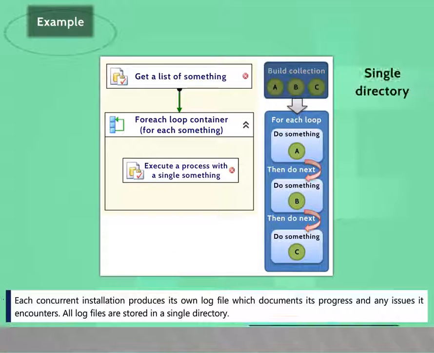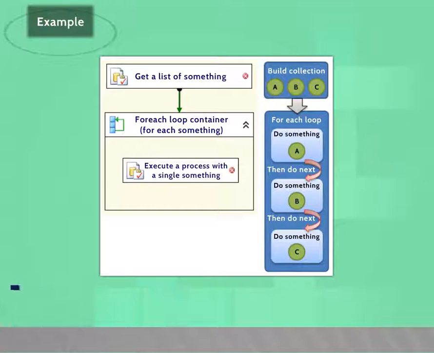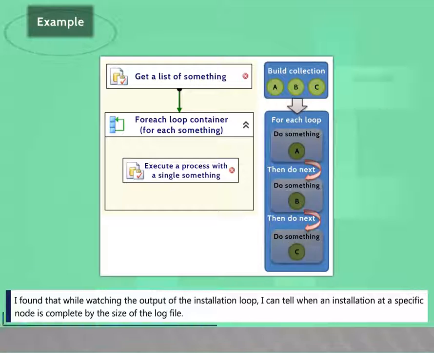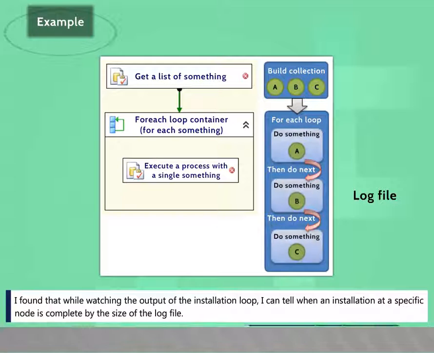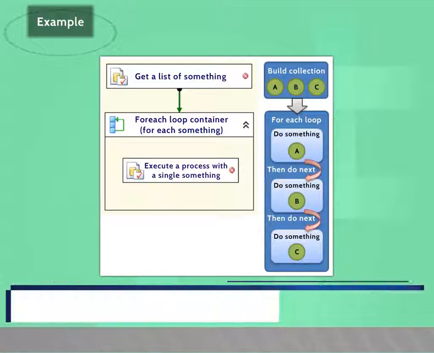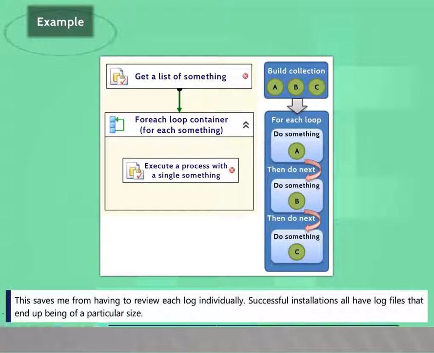Each concurrent installation produces its own log file which documents its progress and any issues it encounters. All log files are stored in a single directory. I found that while watching the output of the installation loop, I can tell when an installation at a specific node is complete by the size of the log file. This saves me from having to review each log individually.